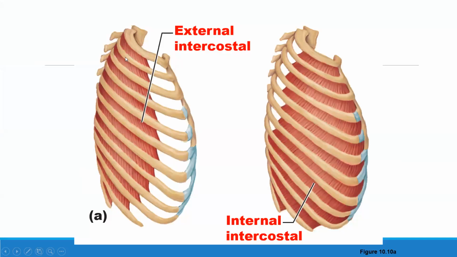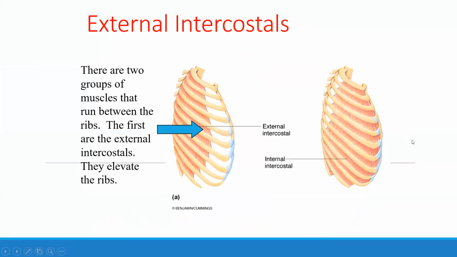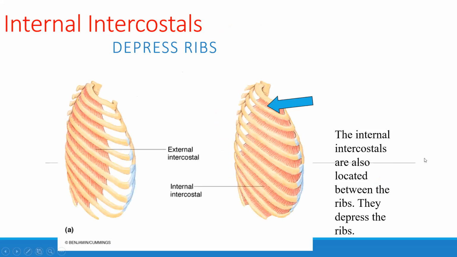So there are the external intercostals running towards the sternum. There's the sternum right there. The internal intercostals run away from the sternum. The external intercostals elevate the ribs. When we take a breath, the external intercostal muscles between the ribs contract. The rib cage rises up. At the same time, the diaphragm drops. The entire thoracic cavity enlarges. The lungs get bigger. The pressure inside the lungs drops and air rushes in. That's breathing.